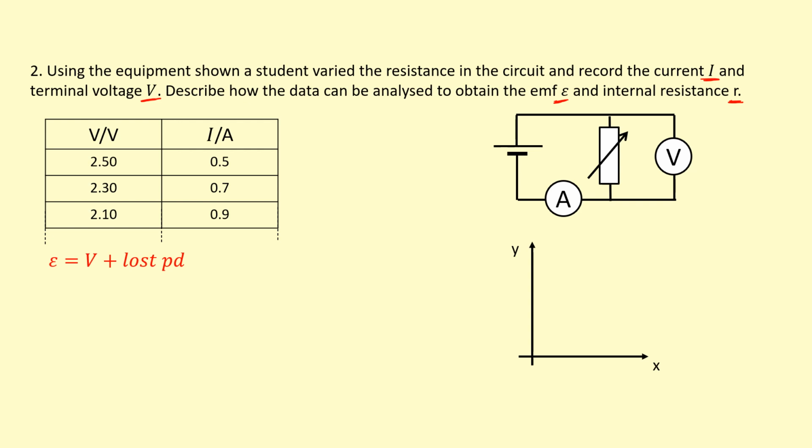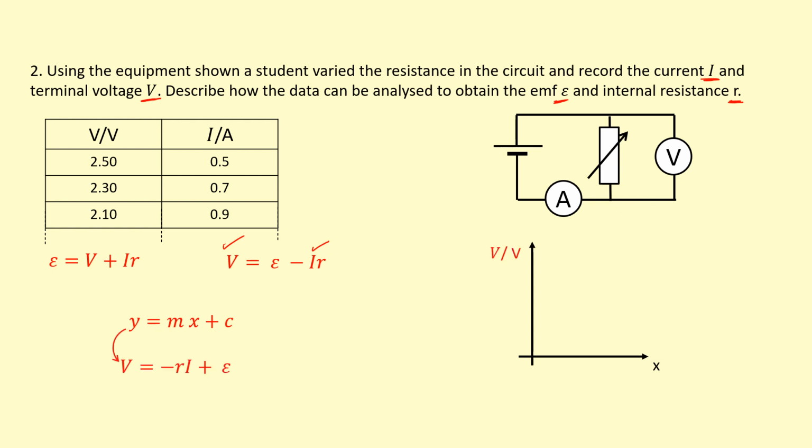So EMF is equal to terminal voltage plus a lost PD, and lost PD is just current times resistance. Rearranging this slightly, I can get terminal voltage, which is the thing I'm changing, and current is also something I'm changing here as well. We'll find the EMF and the internal resistance. So comparing that to y equals mx plus c is just easier if I write it like this.